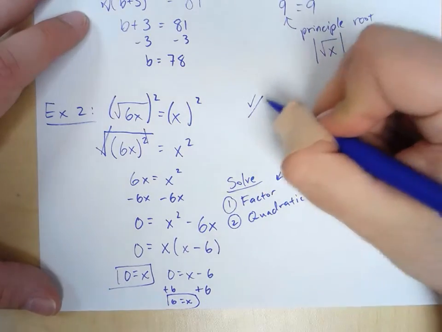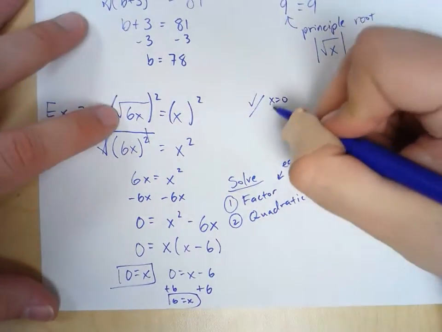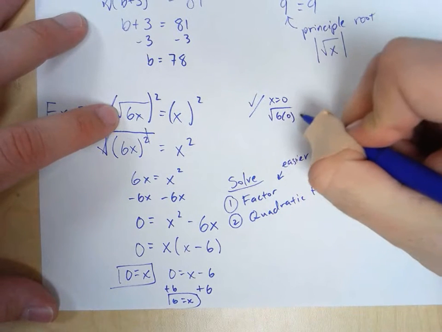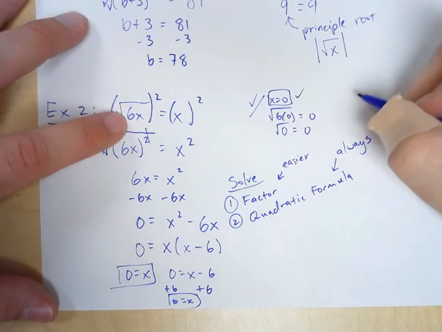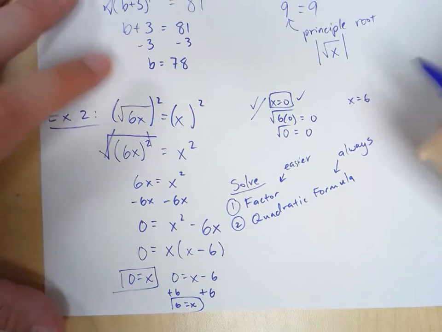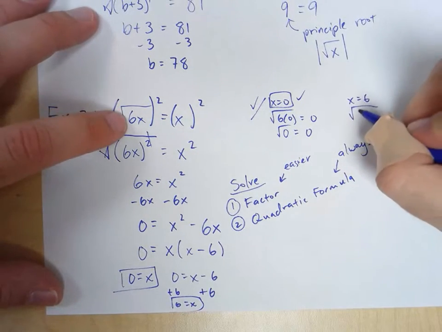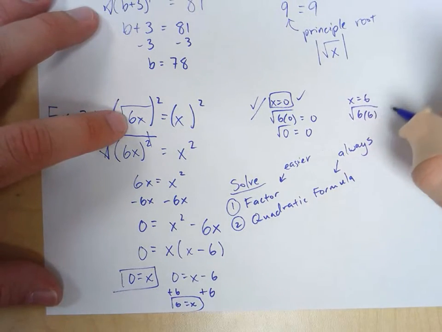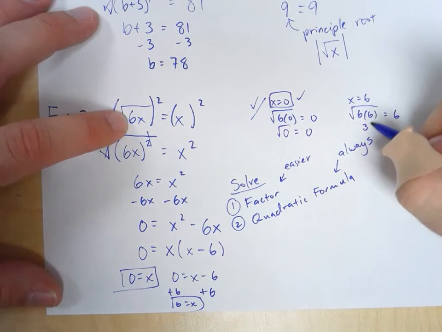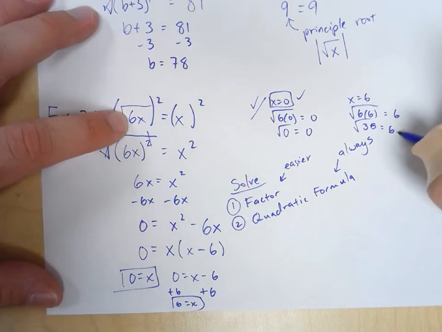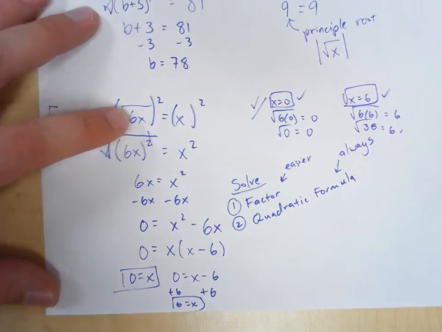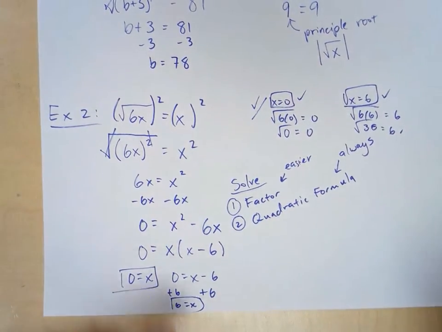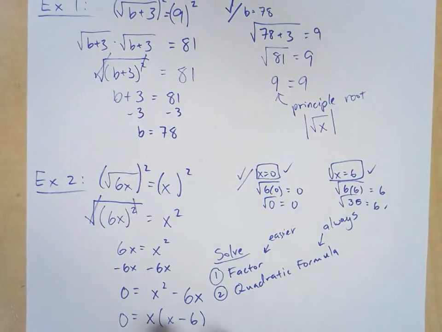So let's check it with 0 first. So the square root of 6 times 0 equals 2. Okay, let's do the second one. So x equals 6. Square root of 6 times 6 equals 6, which is 36. 6 times 6 is 36. The square root of 36 does equal 6. Woohoo! Alright, no extraneous solutions on this one. 2 solutions for this problem, 1 solution for the last problem. So let's go on to example 3.